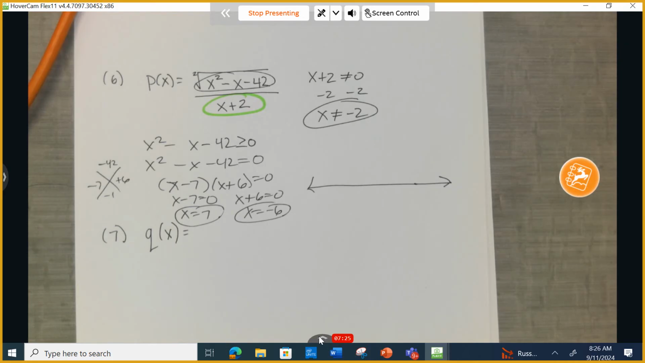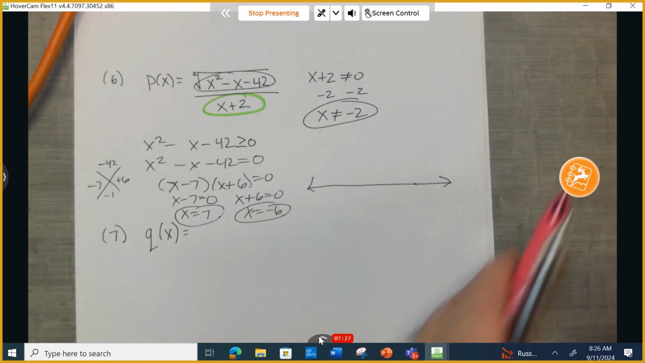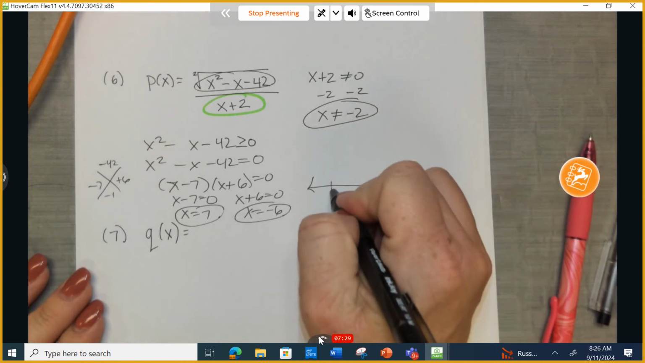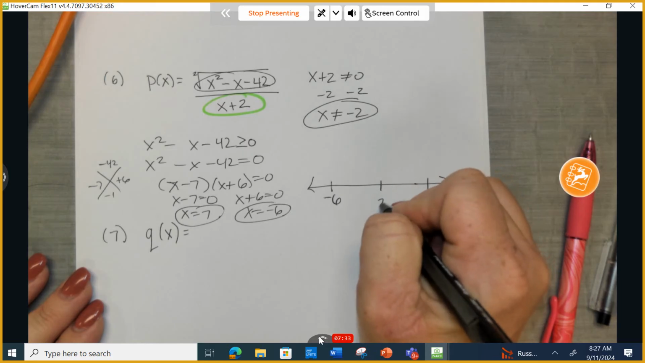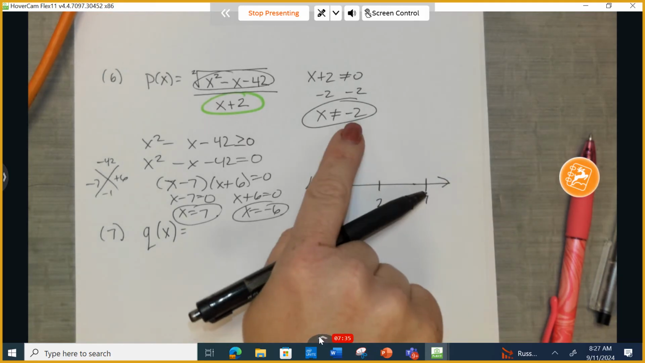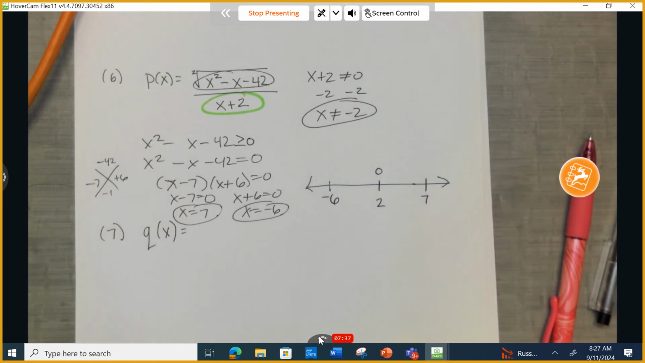Okay, so let's identify the 2 hash marks. We have a hash mark at negative 6 way down here. We have one at 7 right here, and 2 is going to be right about here. Now, I know that we can never select 2 or the function would be undefined.